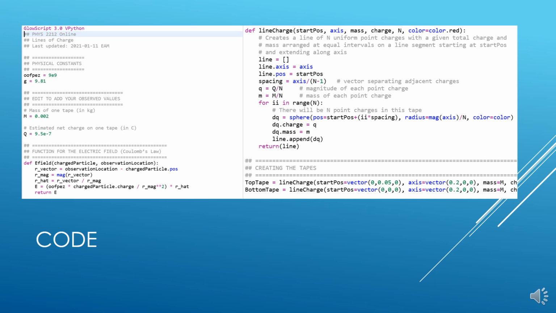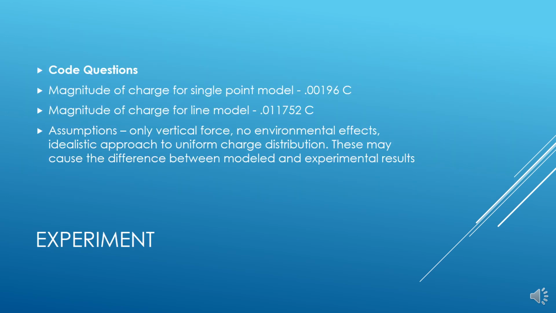This is some of the code that was generated for the simulation and modeling part of the lab. These are the results from the coded questions. Some assumptions made for the simulations are that only vertical force acted on the tape, there were no environmental effects, and there was a uniform charge distribution on the tape. These assumptions may have caused the difference between the modeled and experimental results.